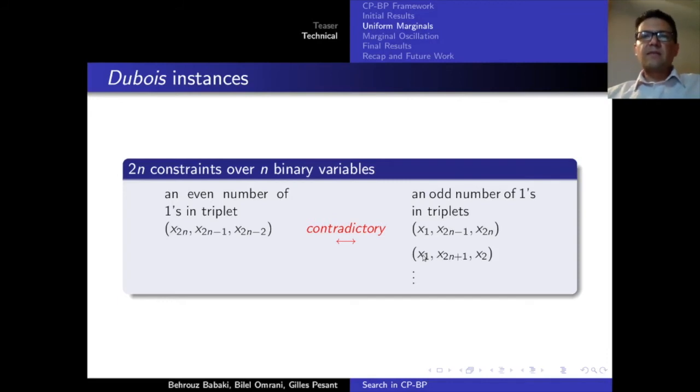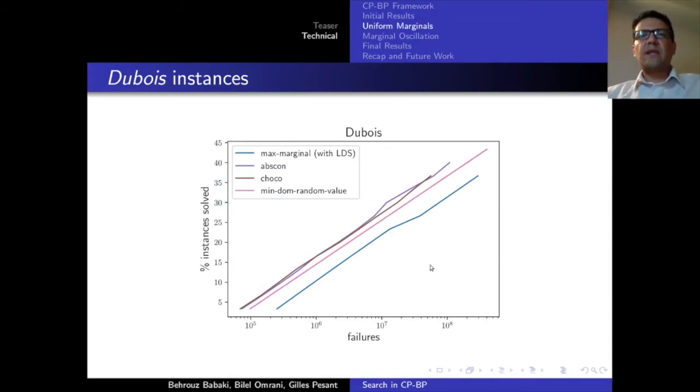These instances are constructed in a way that makes them unsatisfiable and have proved to be challenging for different search heuristics. As you can see in this plot, which has a logarithmic x-axis, all different solvers and search heuristics show an exponential behavior.